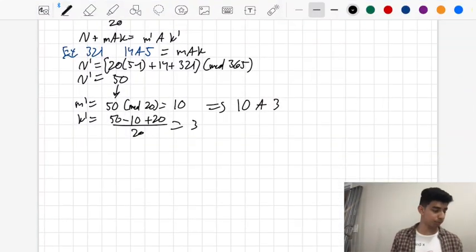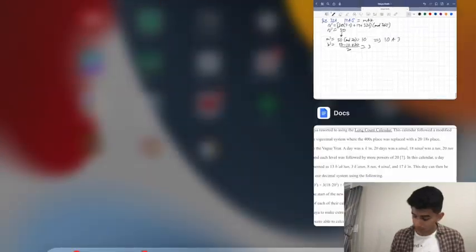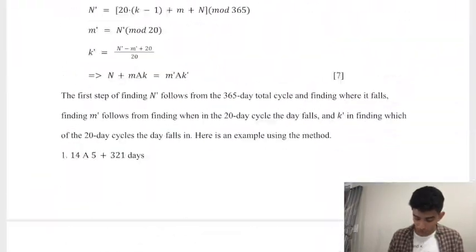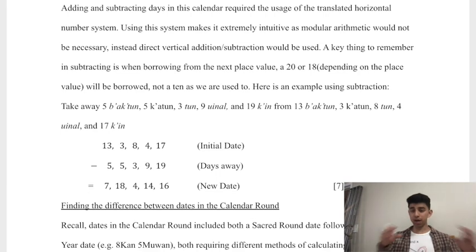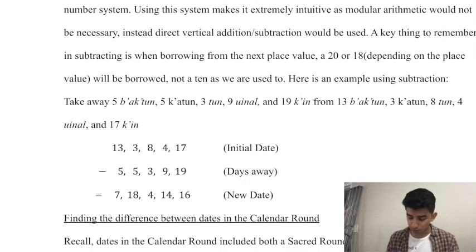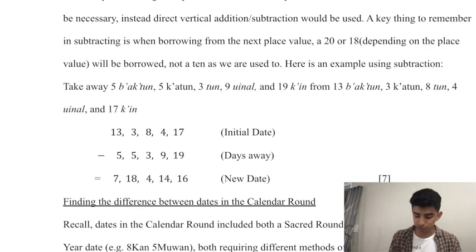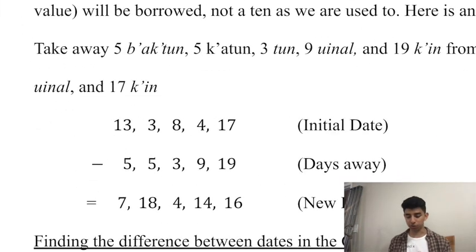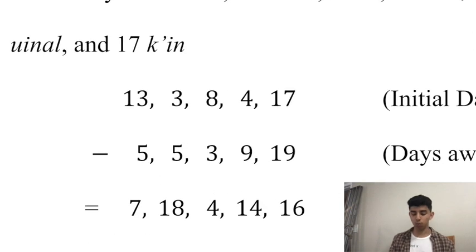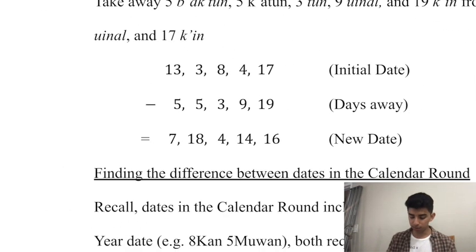So an example we have is, I will just show it here as well. So we're going to actually use that horizontal format of writing the number to just add and subtract directly vertically. So if we want to take away this amount of days from this amount of days, we could just subtract directly, and reminding ourselves that when we are borrowing from the place before, we will be borrowing a 20 or an 18, not a 10 like we usually do when subtracting.